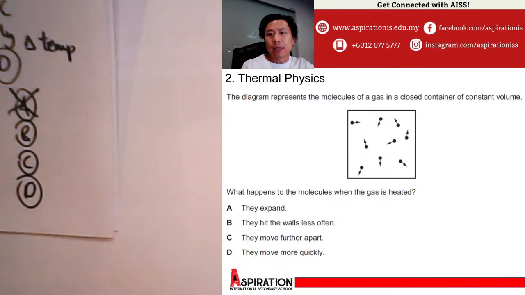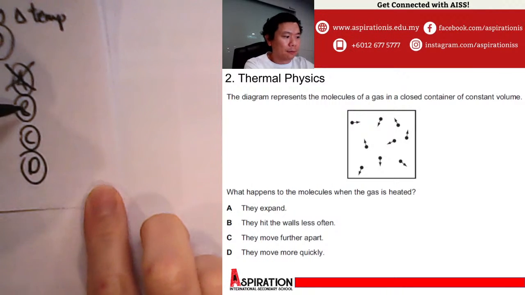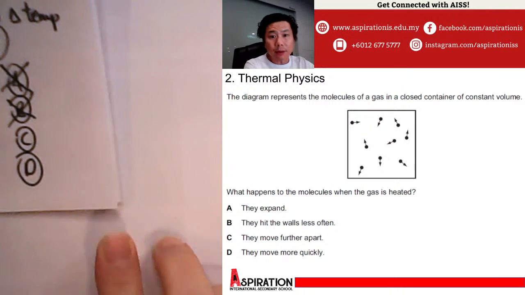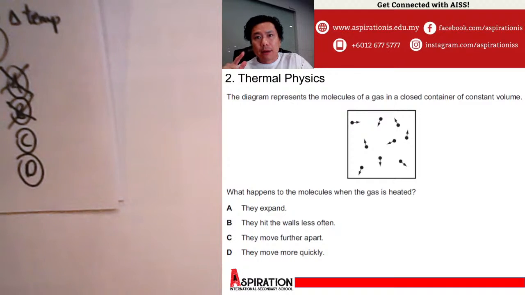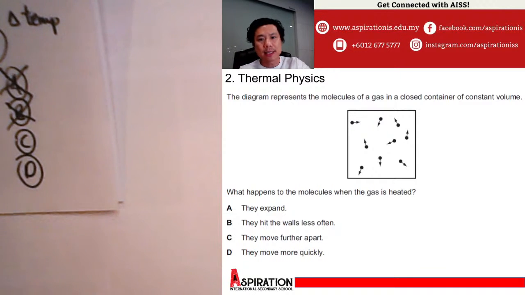Now, when the gas is heated, they hit the wall less often. I mean, it cannot be, right? Because they are moving faster, definitely they will hit the wall more often. So it doesn't make sense for B to be the answer. Now, good students will be a little bit torn between C and D. Now, why is the answer not C?